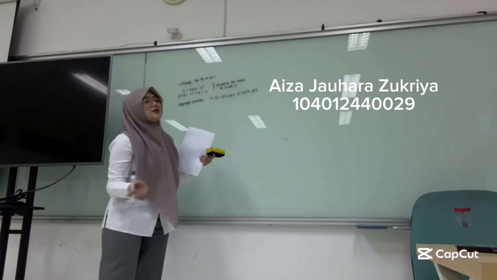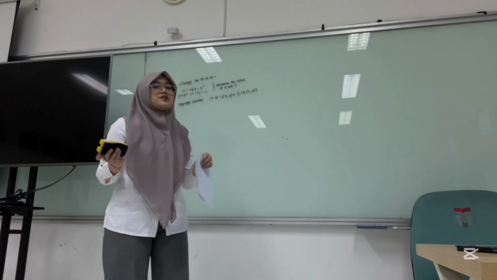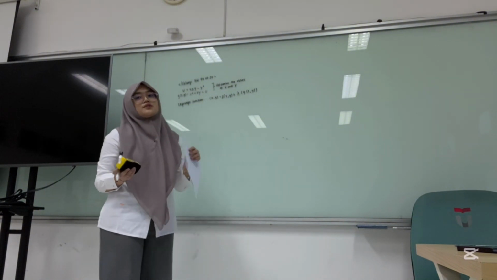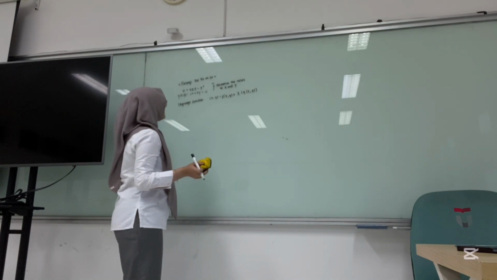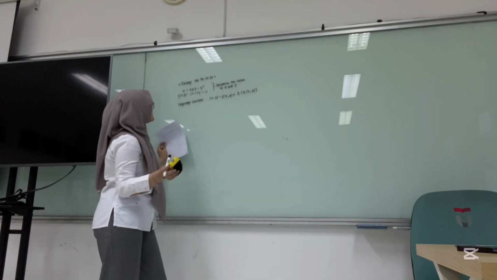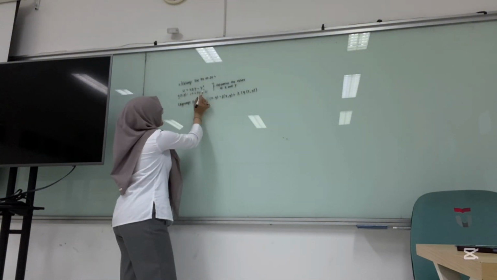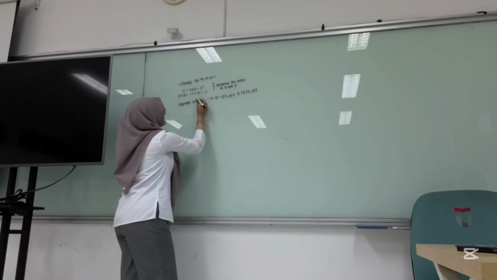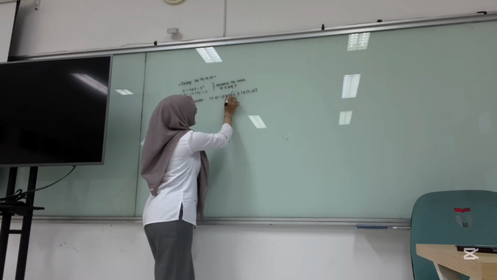Assalamualaikum warahmatullahi wabarakatuh. Miss, my name is Aiza Johara Jukriya with NIM 1040124400029, and today I'm going to solve column E, page 94, number 24. The given utility function is 4xy minus y squared and 2x plus 5y equals 11. So we have to determine the values of x and y.